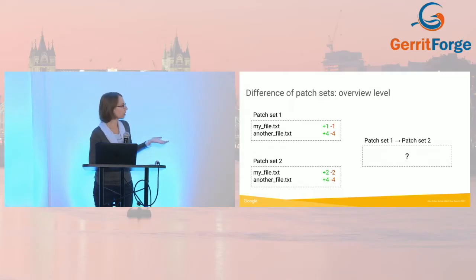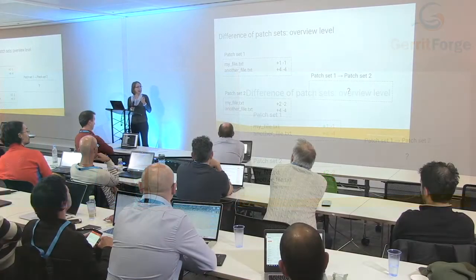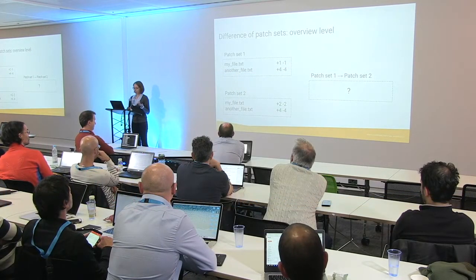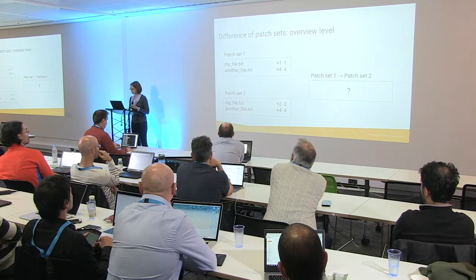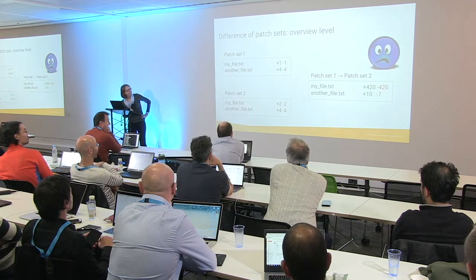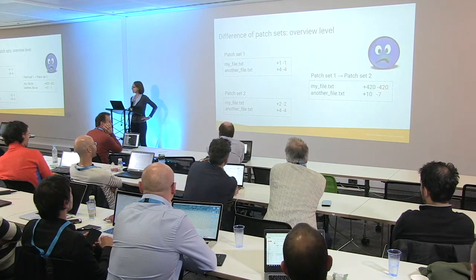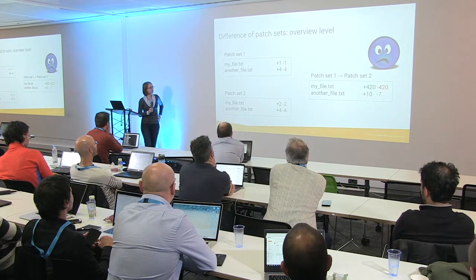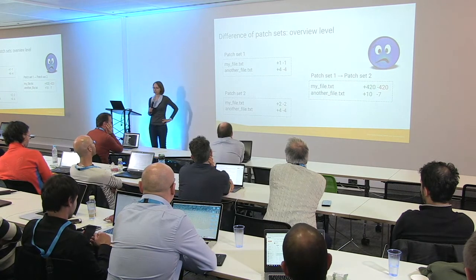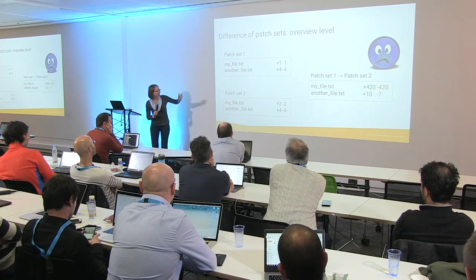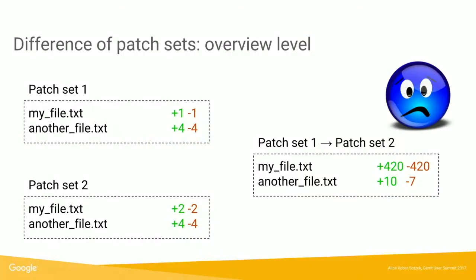So what would you assume the diff should be? I would assume, when I look at that, only my file txt is shown with 1 line which is different. So let's just do it and ask Gerrit 2.14 what the result is. And, yeah, what's really happening? Why do we have 420 lines changed in my file and also 10 additions and 7 removals in the other one? Hey, this wasn't even touched.